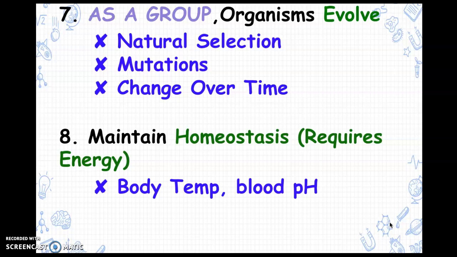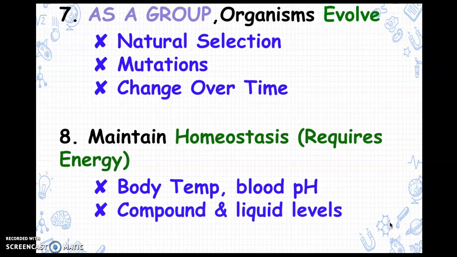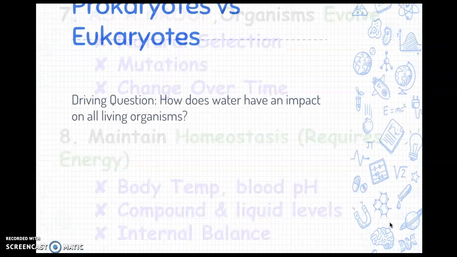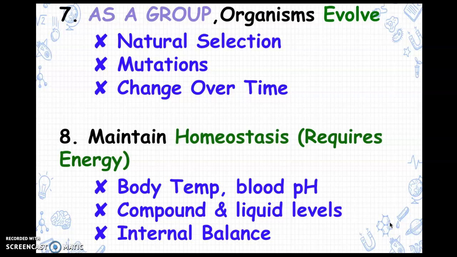Blood pH is regulated by your kidneys and your liver. You want to maintain the same liquid levels and compounds. There's always an internal balance within living things. Materials come in, materials go out. Maintaining temperature, maintaining appropriate conditions to survive. So that is the entirety of the notes.